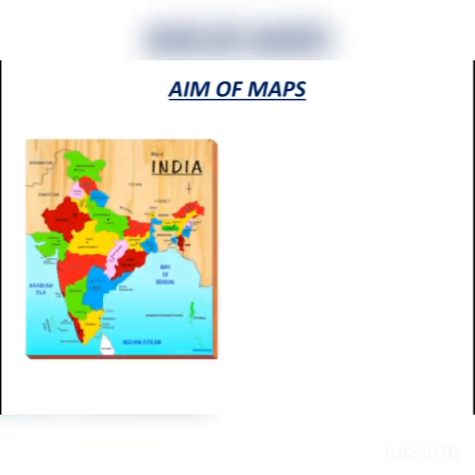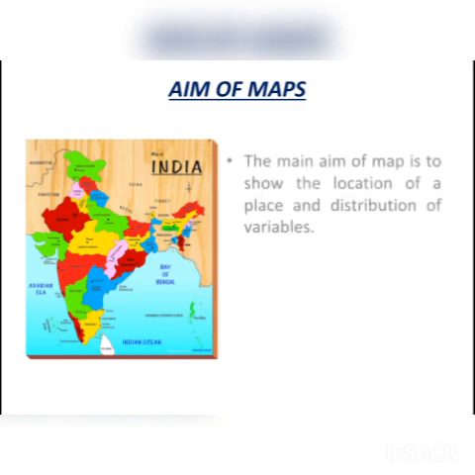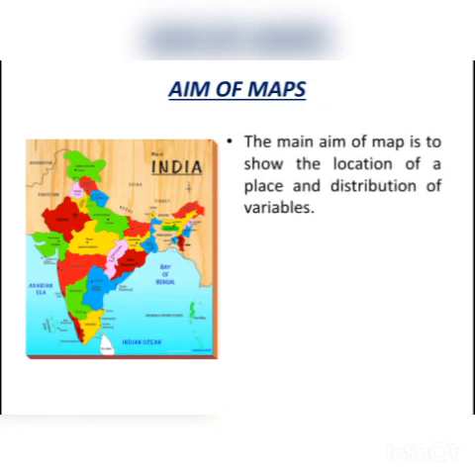Students, you have studied district, state and country maps in the earlier classes in geography. We'll be learning about maps and reading of maps today in this lesson. The main aim of a map is to show the location of a place and the distribution of variables.